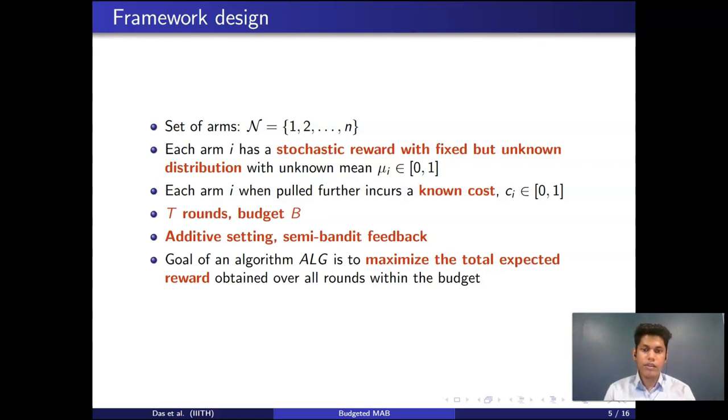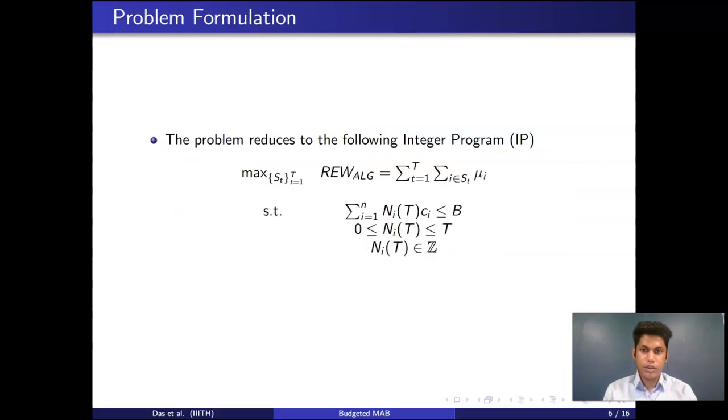The goal of an algorithm in our setting will be to maximize the total expected reward obtained over all T rounds within our budget constraints. We formulate our problem in the form of an integer program as follows. Here, the first constraint is the budget constraint. The second constraint is the number of turns, and the objective that we want to maximize is the total reward.